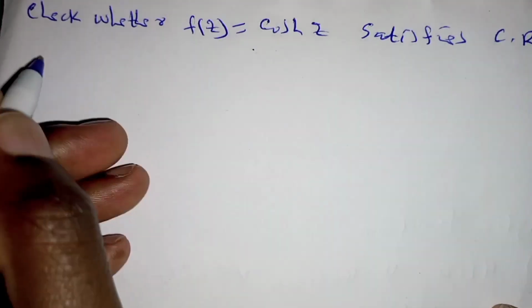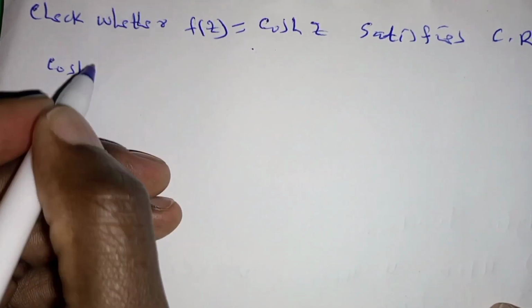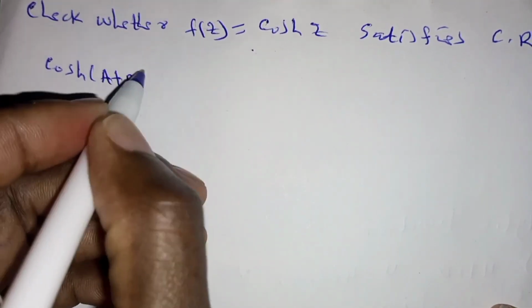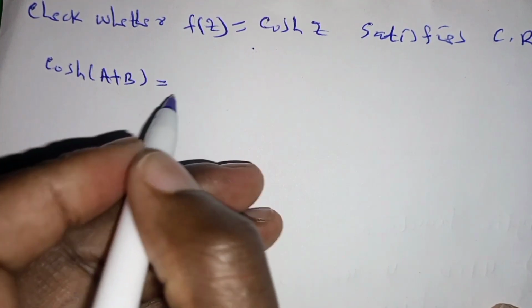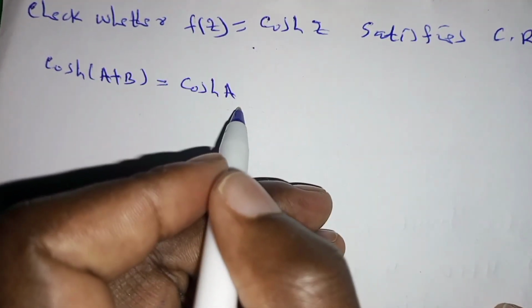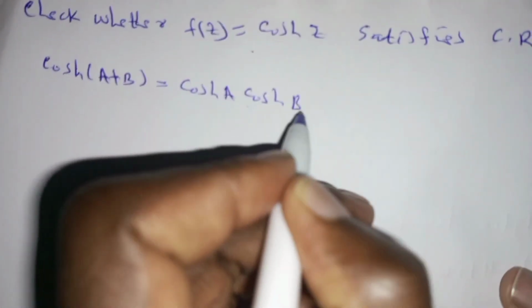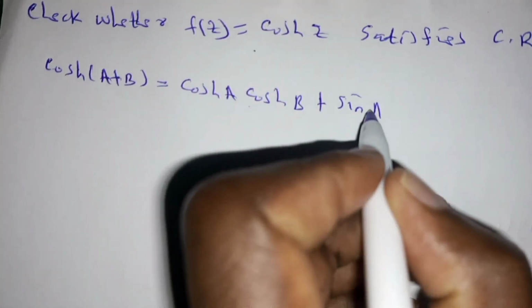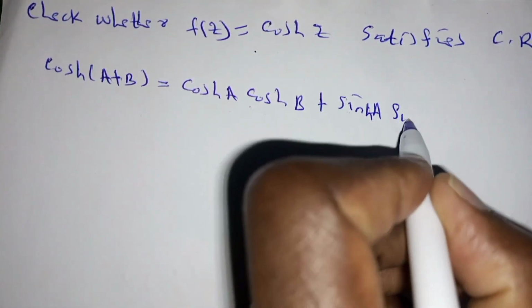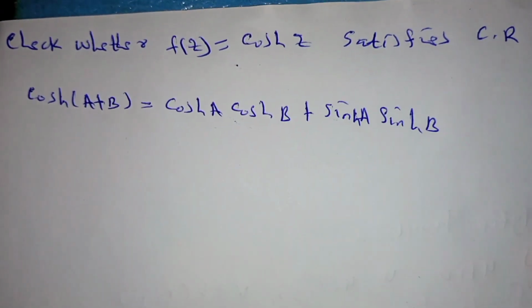So we are going to make use of this general idea that if we are given a hyperbolic cos of a plus b, then the result will be hyperbolic cos of a multiplied by hyperbolic cos of b plus hyperbolic sine of a multiplied by hyperbolic sine of b. So we are going to make use of that identity.